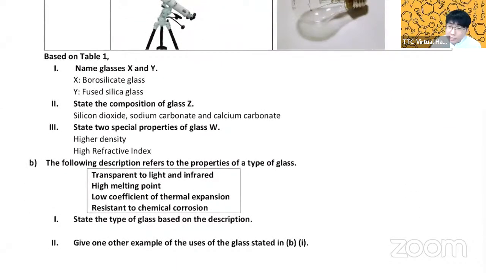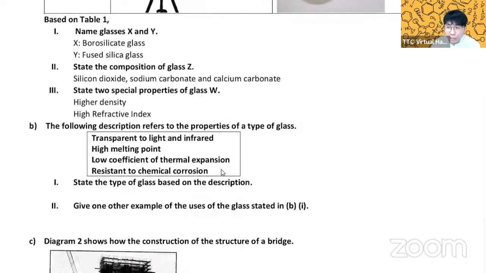Okay, so I hope all this can bring back a memory, because when you do revision, you all will do revision for this or not? Glass, you always forget, right? Like ceramic, glass, all this, students always tend to forget to do revision.